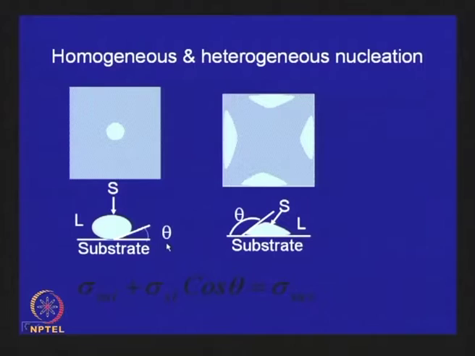Suppose we put a substrate. Then, depending on the nature of the substrate, if a solid forms, you will have surface energy interactions. Sigma is the surface energy between liquid and solid. Suppose this is the solid and the surrounding is the liquid. This is sigma, and it subtends an angle theta with respect to the substrate. Similarly, there will be a separate surface energy between substrate and solid, and also between substrate and liquid.